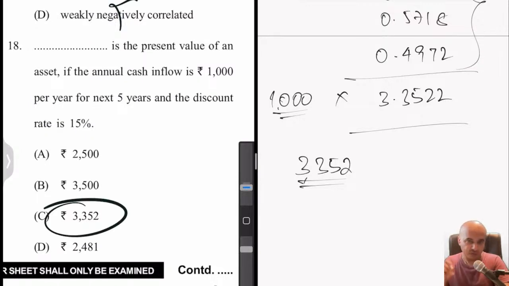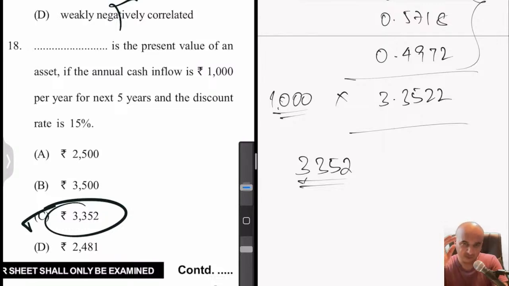3,352 is in fact one of the options, that is option C, and that would be the present value of the future cash flow. You may be receiving 5,000 over the period of next 5 years, but it is not equal to 5,000 in today's terms. In today's terms, it is only valued 3,352 because of the present value of the money factor.